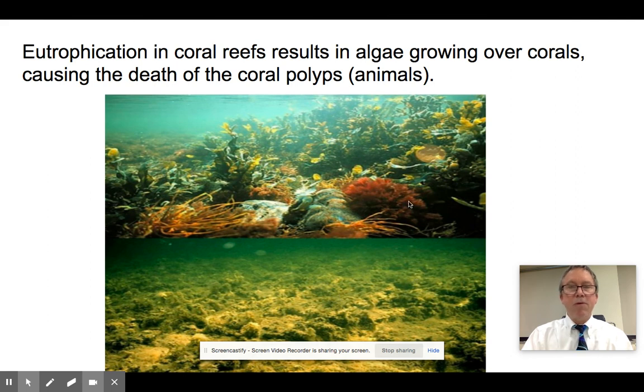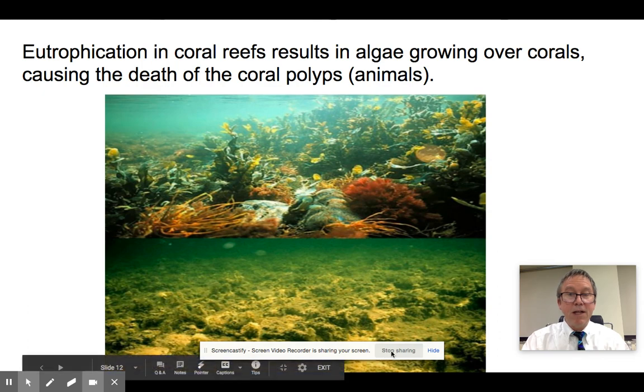So once you start growing all this algae on the coral dies, and before long, this whole coral ecosystem is gone. So that's eutrophication. Thanks for listening. I told you to keep it short and sweet.